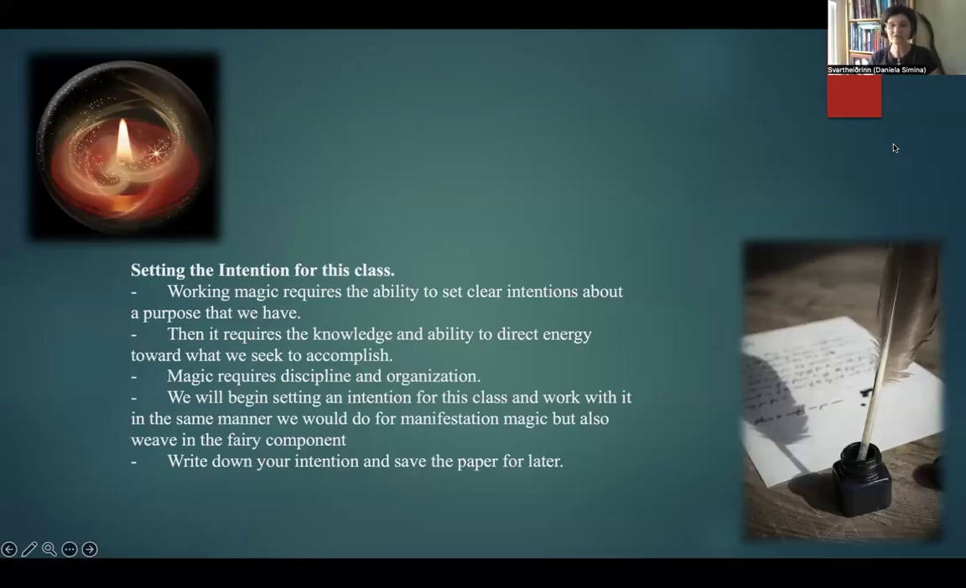We will begin by setting an intention for this class and work with it in the same manner that we would do for manifestation, and weave in the fairy component little by little.